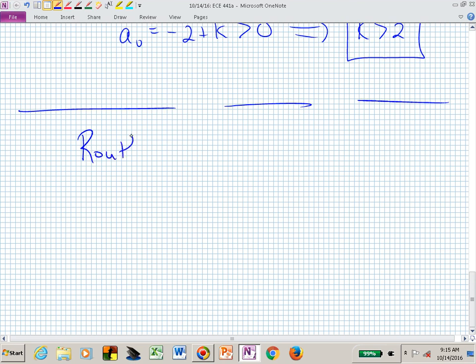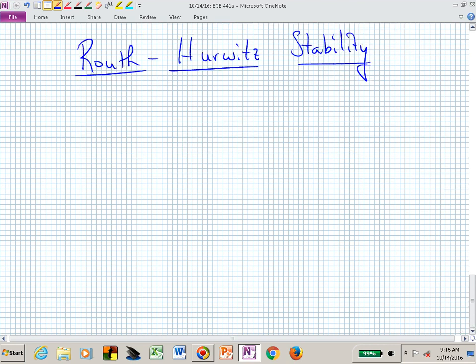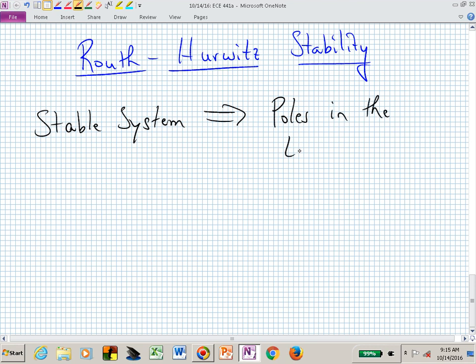Let's see where that rule came from concerning second-order monic polynomials and develop in general what we will call the Routh-Hurwitz stability criterion. And what we want to do is use this to try to help us determine, is our system stable or not, or are the poles in the left half plane, or the LHP. I may just start abbreviating that as LHP.